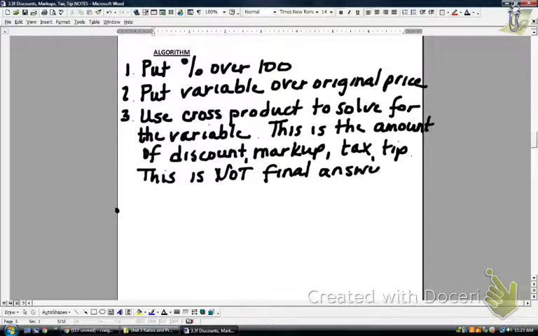And then the last step, I'm going to star because it's important, and this is where I see a lot of people make mistakes. A lot of people forget this last step. So if it's a discount, you subtract from the original to find the sale price, and if it's a markup, tax, or tip, you add to the original to find the retail or total cost. So I'll write that down, and then you can too.